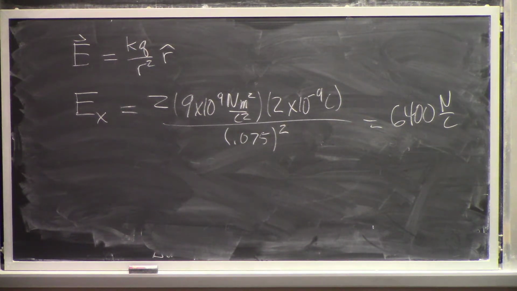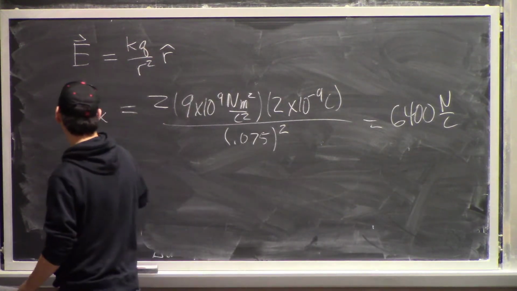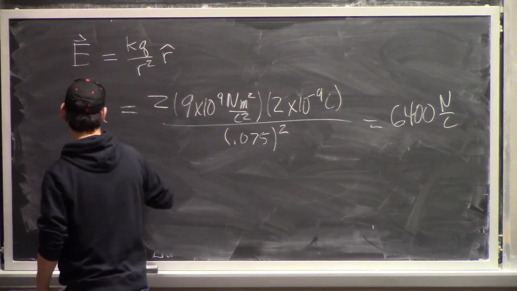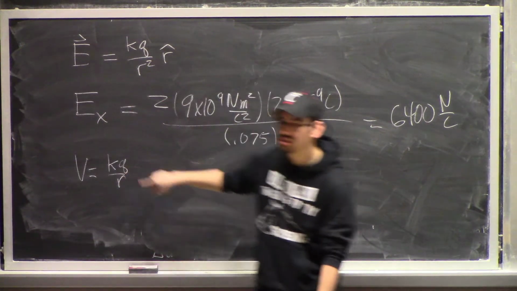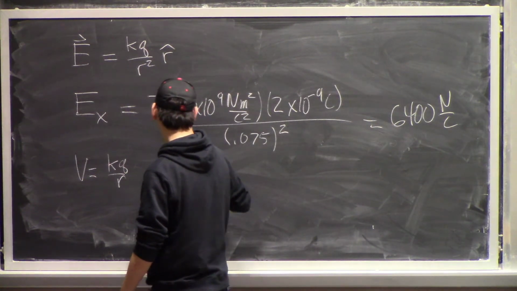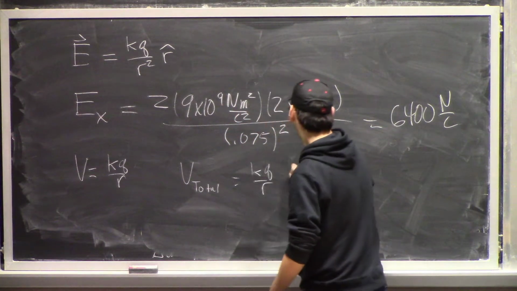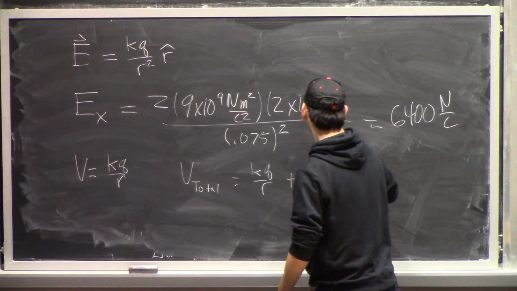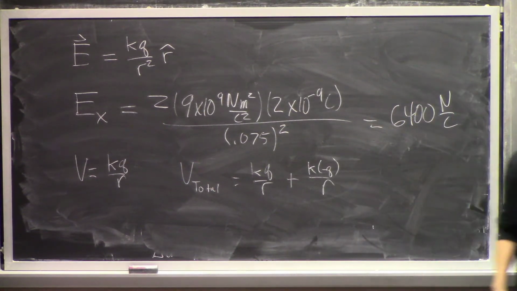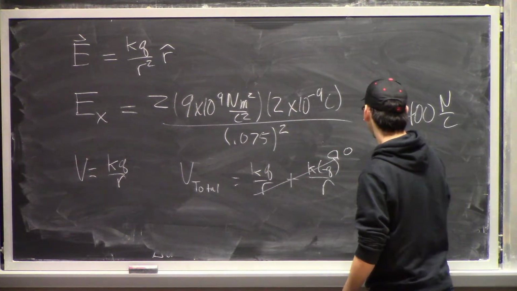Okay. So now if we want to find what the electric potential is at this point, we have to use the equation that V is equal to KQ over R. And if I want to find the total, this should be V total is equal to KQ over R plus K times minus Q over R, right? The distance is the same, the charge is the same except for a negative sign. And so what that means is that these are going to cancel, and so this is equal to 0.